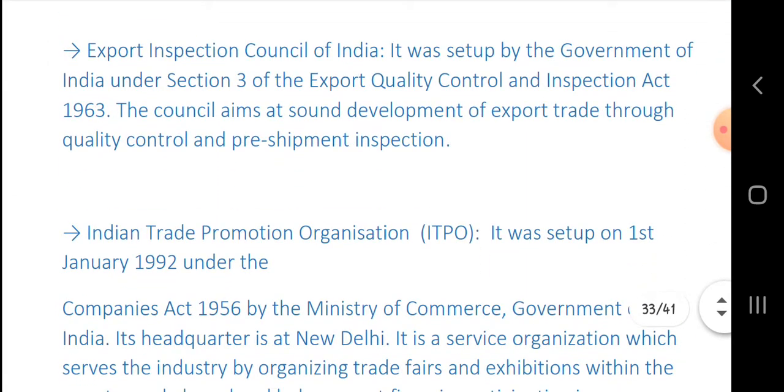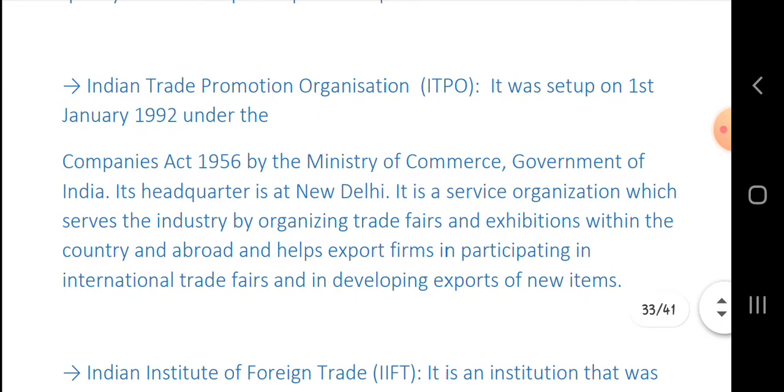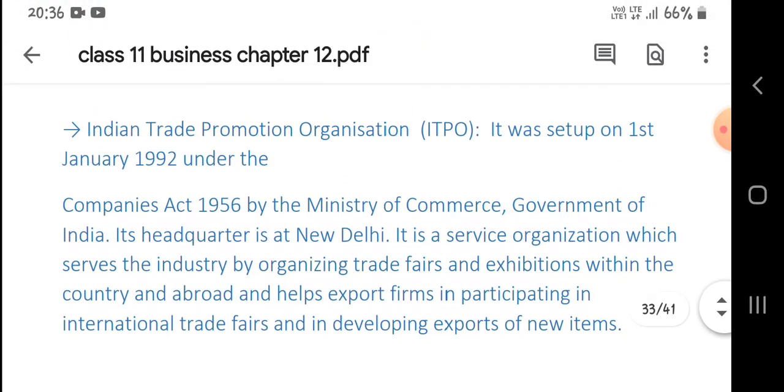The Export Inspection Council of India was set up by the Government of India under Section 3 of the Export Quality Control and Inspection Act of 1963. The Indian Trade Promotion Organization was set up on 1st January 1992 under the Companies Act 1956 by the Minister of Commerce, Government of India.